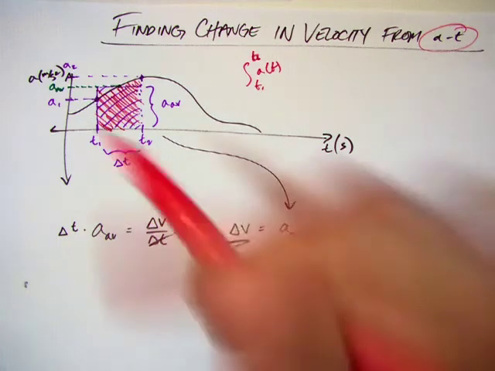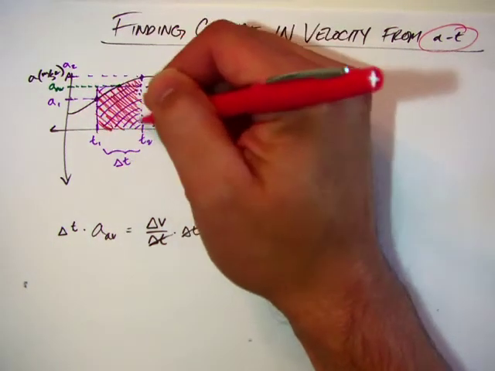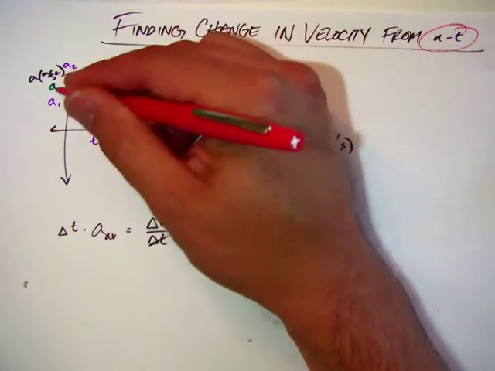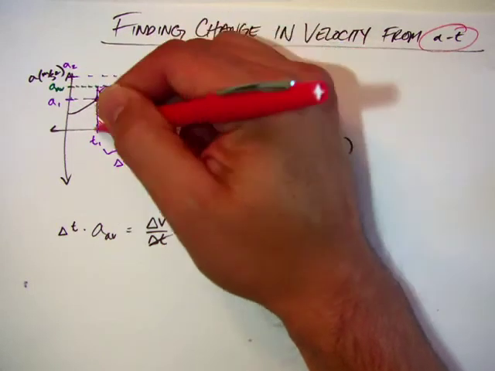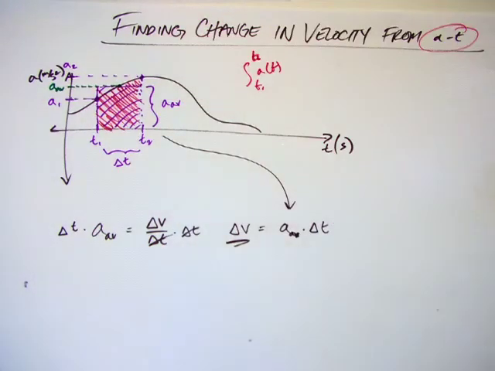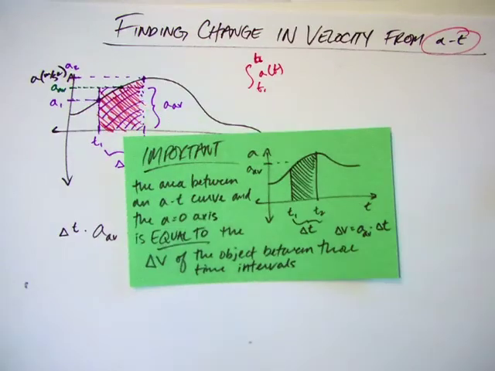But really the area underneath the curve from t1 to t2 is the same as if I found the average between a1 and a2 and boxed that out. It's that same value. So it gives me my change in velocity. So first thing, important thing to remember, the area between the a-t curve and the a equals 0 axis, the x-axis there, is equal to the change of velocity of the object between those time intervals.